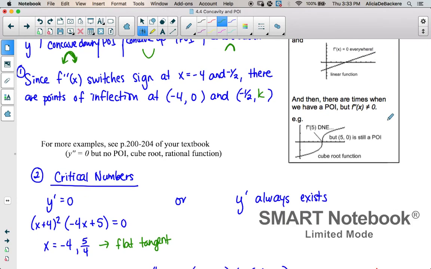And then there are times when we have a point of inflection, but the second derivative does not equal 0. So here, the second derivative does not exist at this point, but it is actually still a point of inflection.